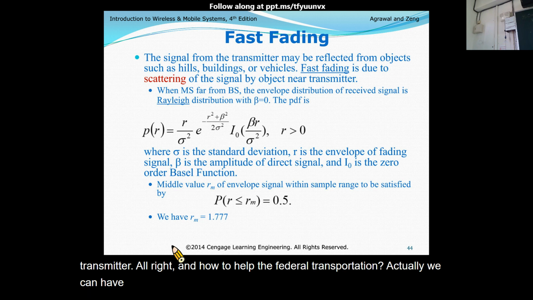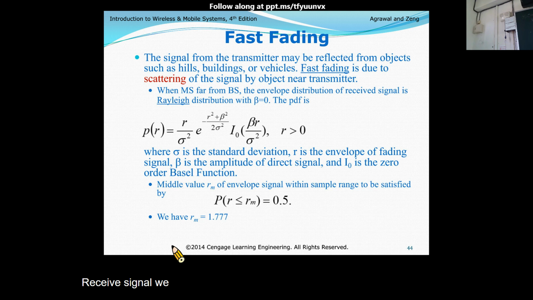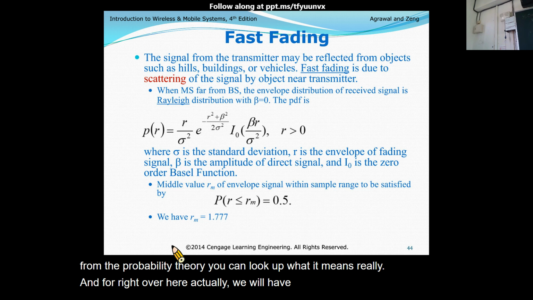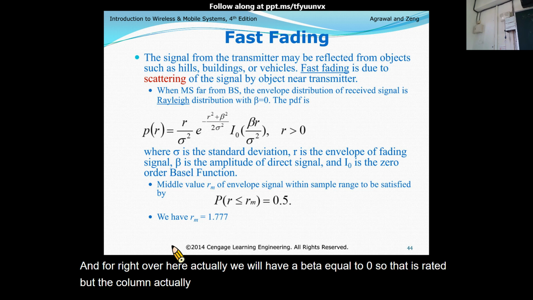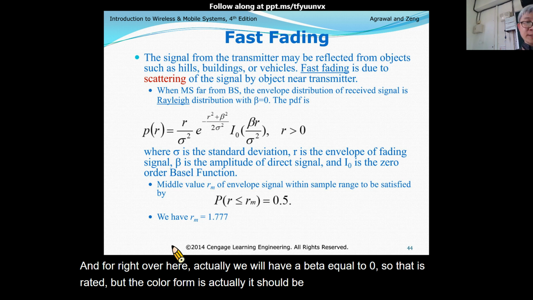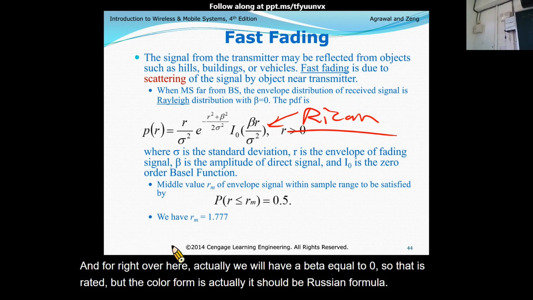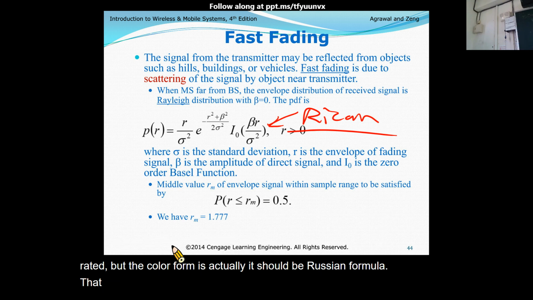The received signal, we can describe by the Rayleigh distribution. As for Rayleigh, from probability theory you can look up what it means. And here we will have beta equal to 0, so that it's Rayleigh. The current formula should be the Rayleigh formula. All right, so we can use it to describe the signal strength of fast fading.